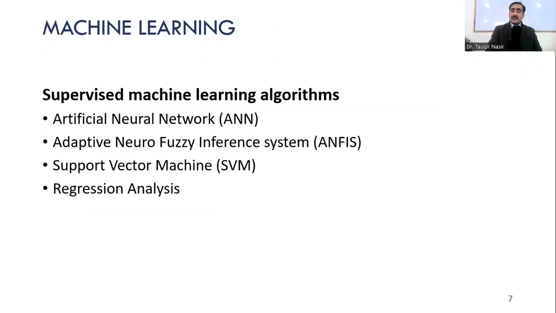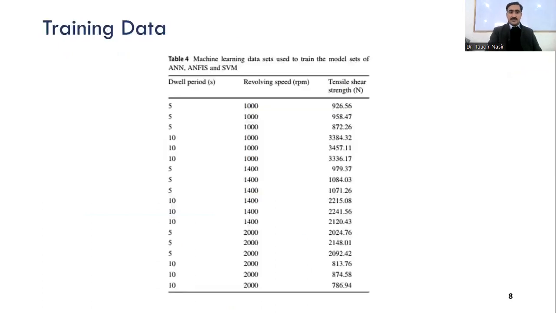For supervised machine learning, four methods have been applied here: artificial neural network, adaptive neuro-fuzzy inference system, support vector machine, and regression analysis. The training data has 18 sample sets. The input parameters are dwell time and revolving or rotational speed, and the output parameter is the tensile shear strength. Each parameter has a 3-time replicate.